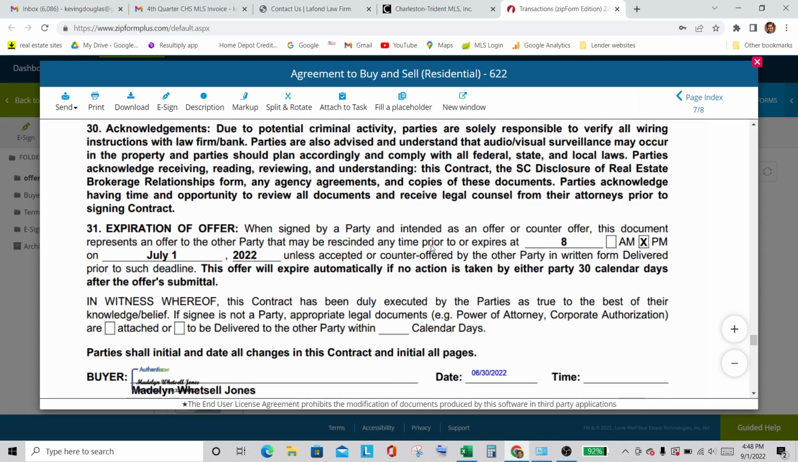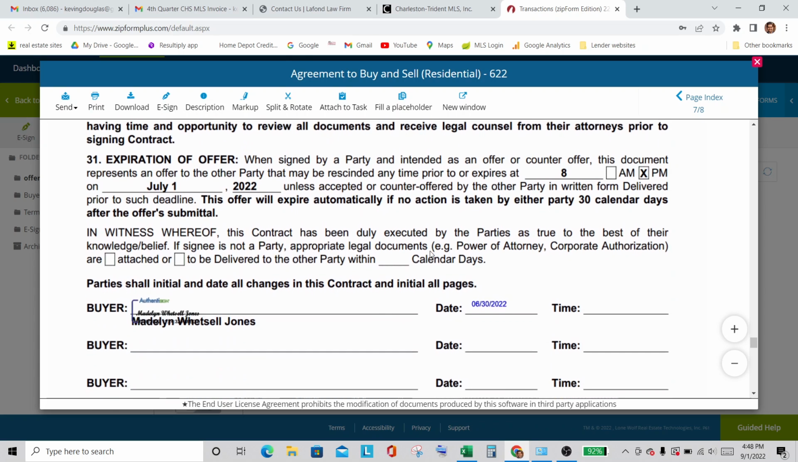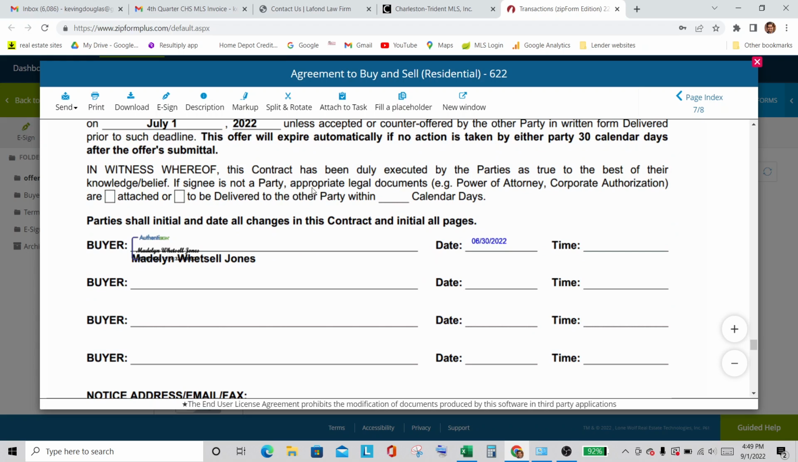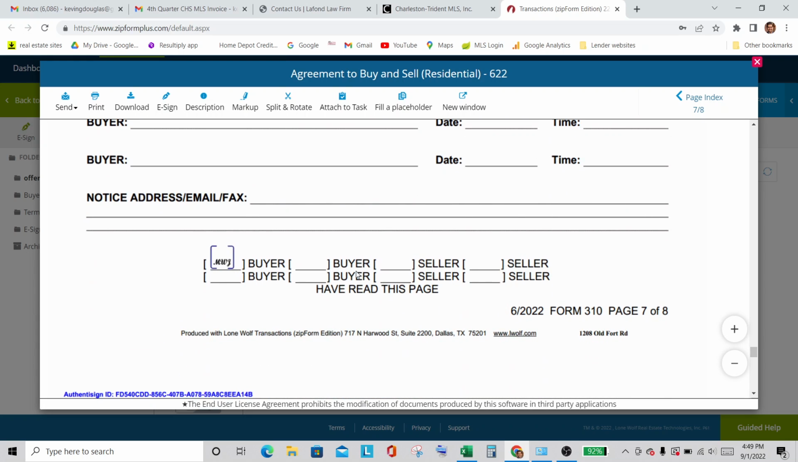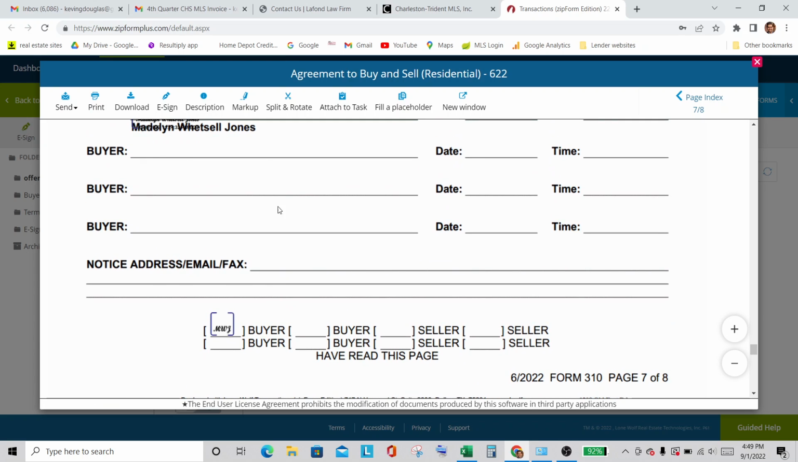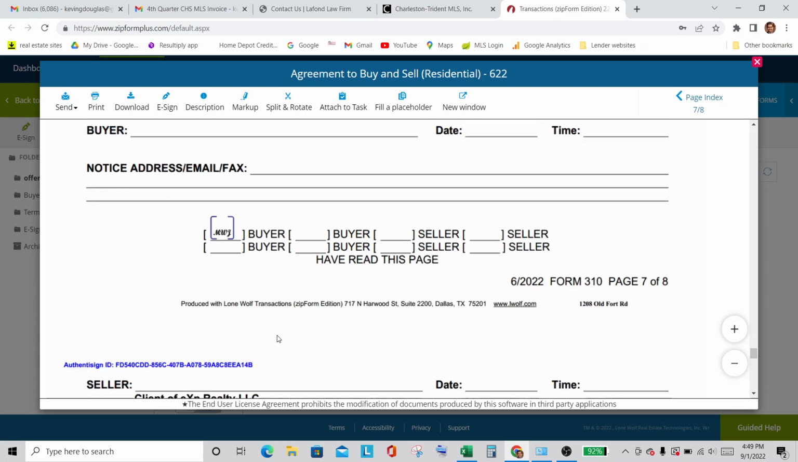Nothing here. 31 is the expiration of the offer. There's really nothing typical here. I like to usually do 24 hours, but you can pressure if you want to as the buyer. Usually leave this section blank because it talks about a witness. You have your buyer sign. People always forget to have them initial this page. They'll sign it and forget to initial. Always initial and sign that page.